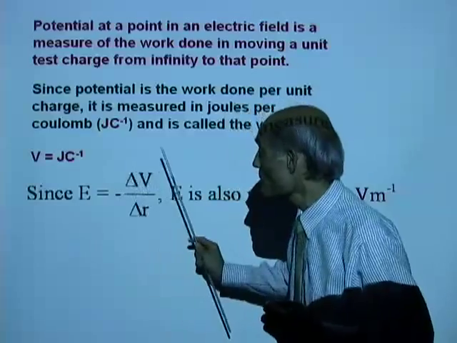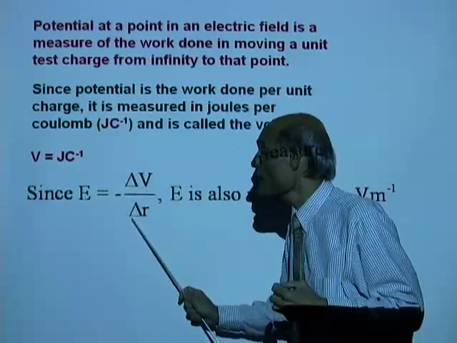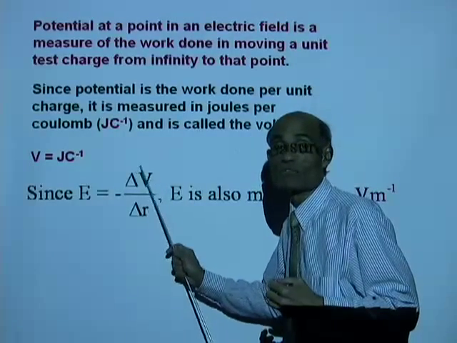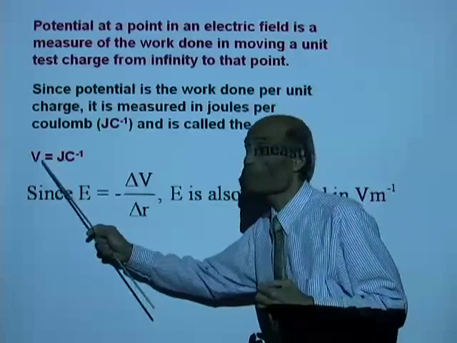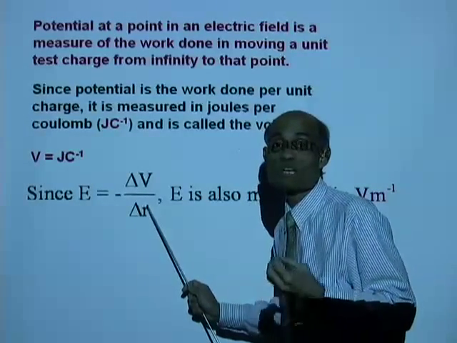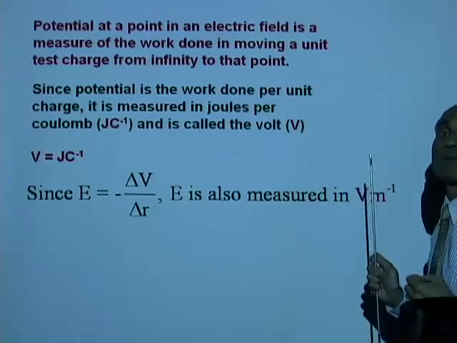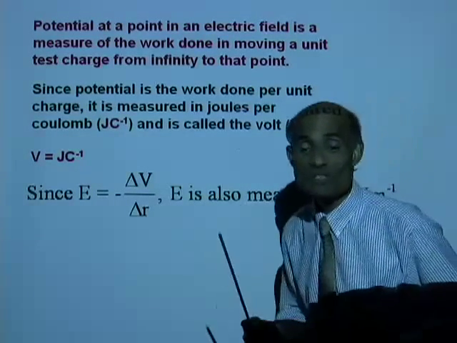You can also measure electric field in delta V divided by delta R. Delta V, the potential difference, is measured in volt, and delta R, the distance, is measured in meter. Therefore, volt per meter is another unit of electric field.